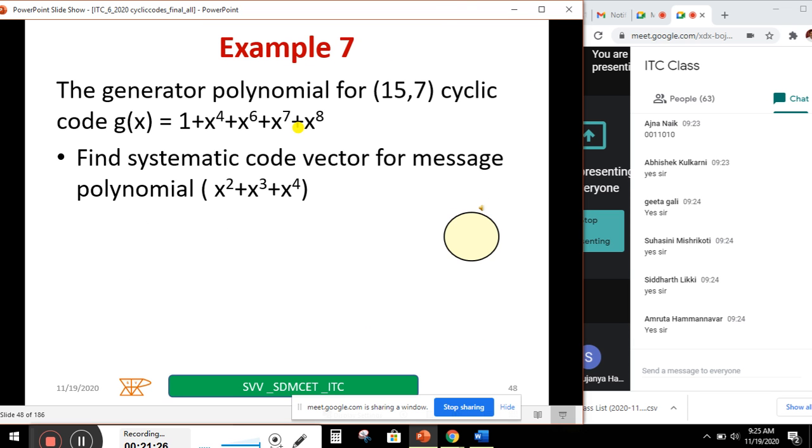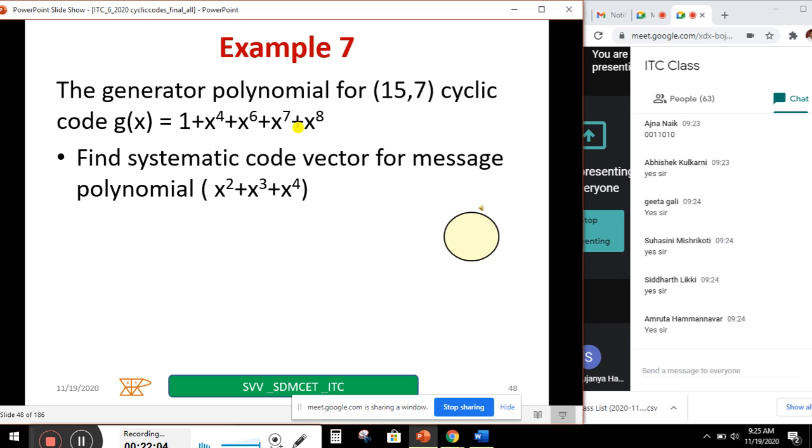Copy down. The generator polynomial for a 15,7 cyclic code, g of x equal to 1 plus x raised to 4 plus x raised to 6 plus x raised to 7 plus x raised to 8. I read it once again: the generator polynomial for a 15,7 cyclic code g of x equal to 1 plus x raised to 4 plus x raised to 6 plus x raised to 7 plus x raised to 8.